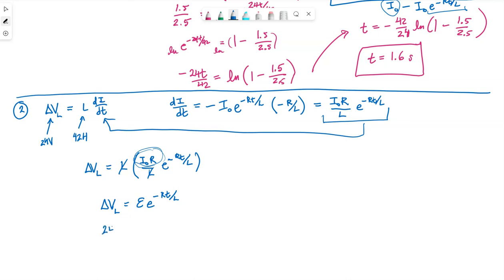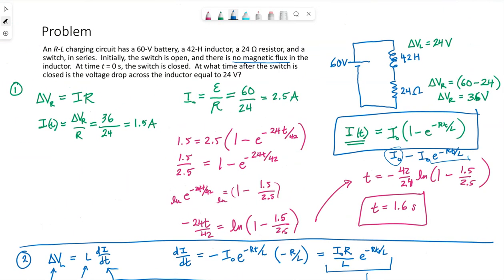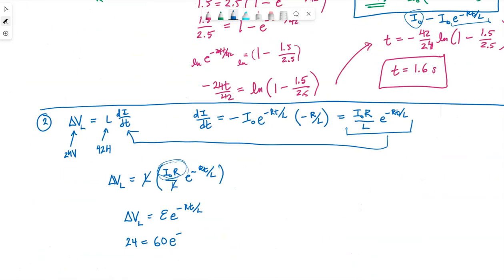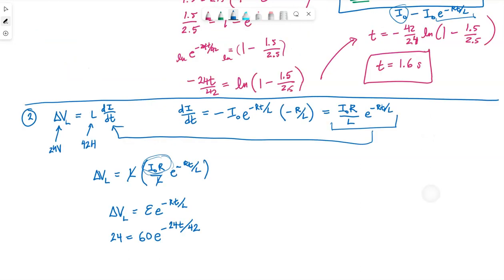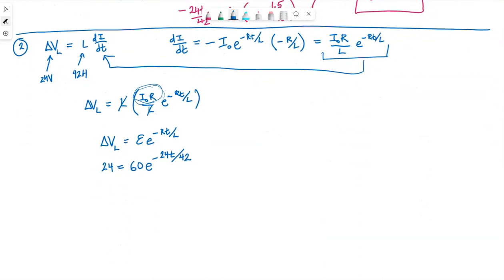Okay, we know this is 24 volts. The inductor at this time we're looking for is 24 volts. The battery voltage was 60. R, I need to go back and visit my problem again. So R is 24, L is 42. I don't need to write the 42 again, that's L. So if we scroll back down, R was 24, and then L was 42. And I want to double check that, just, yes. Okay.